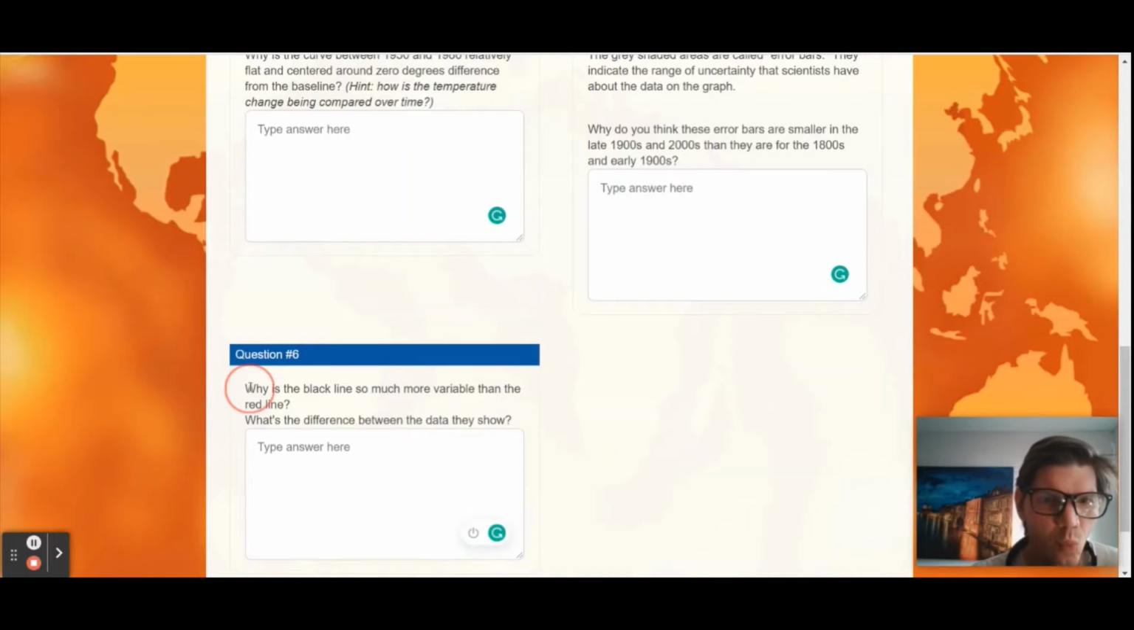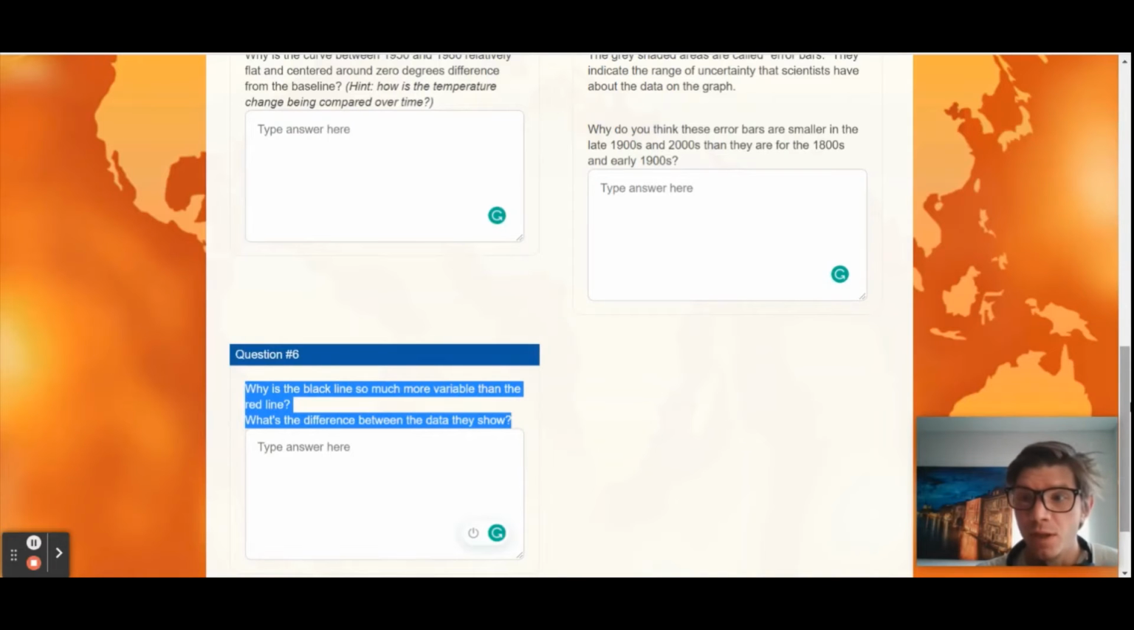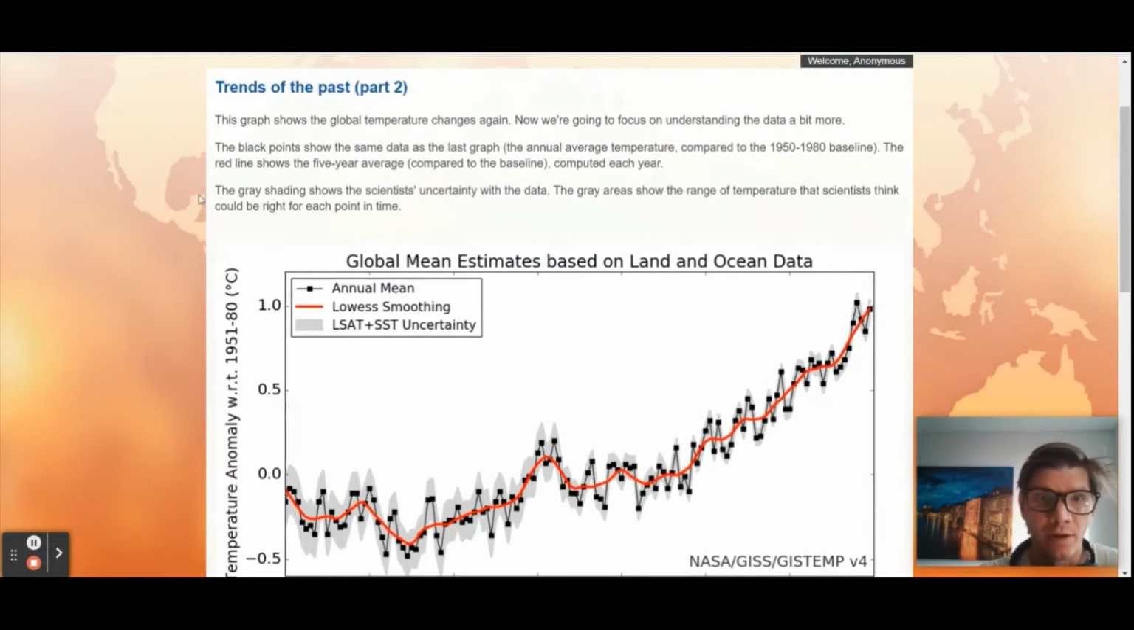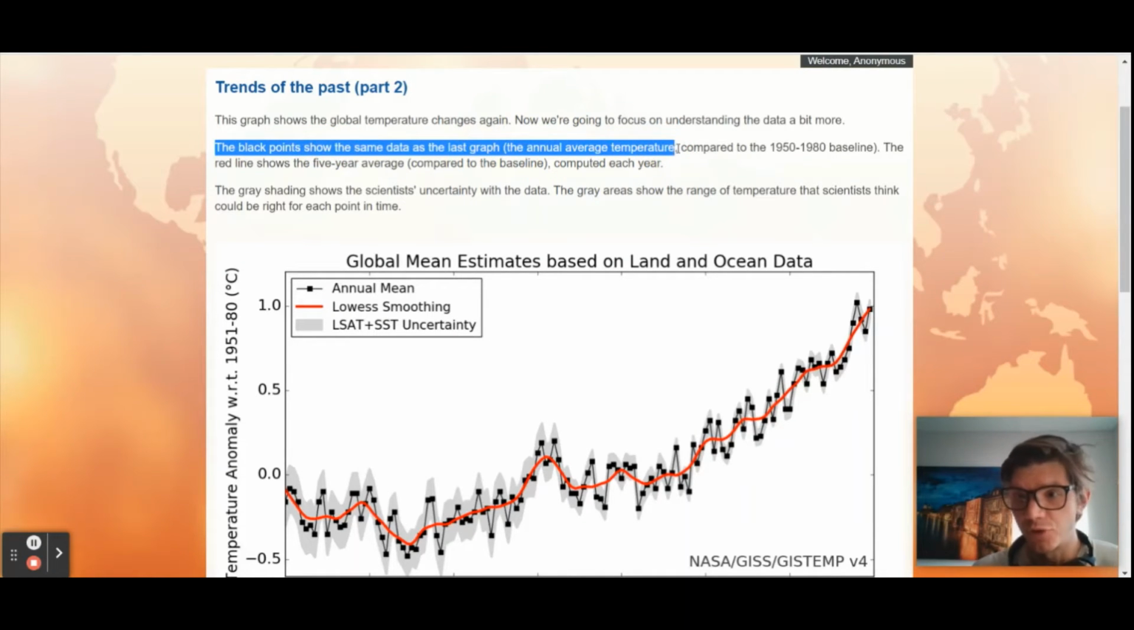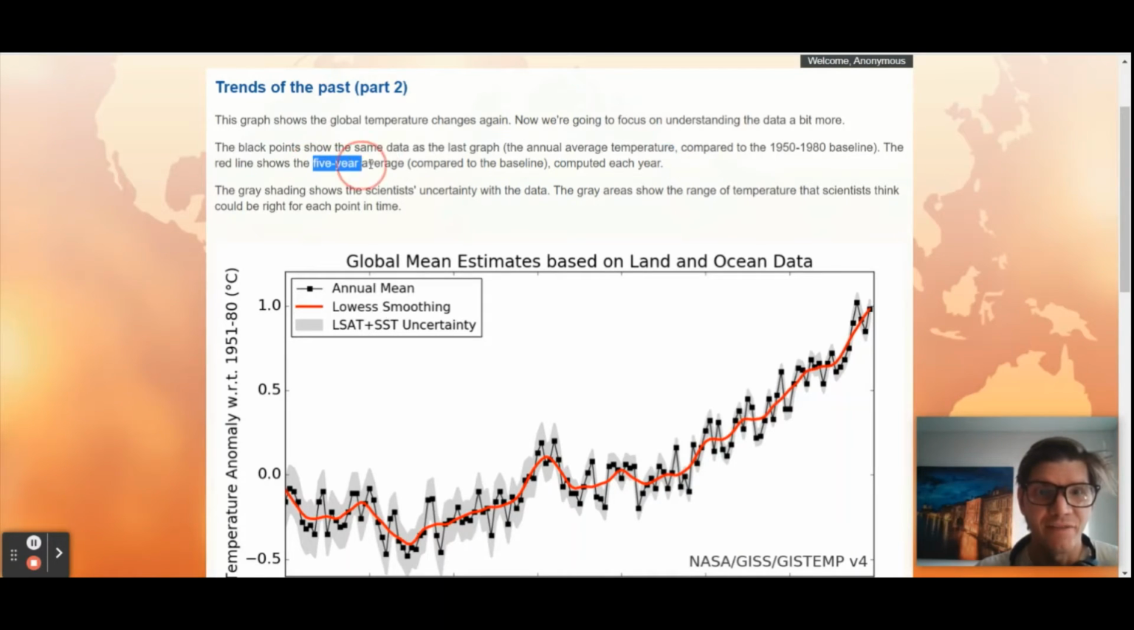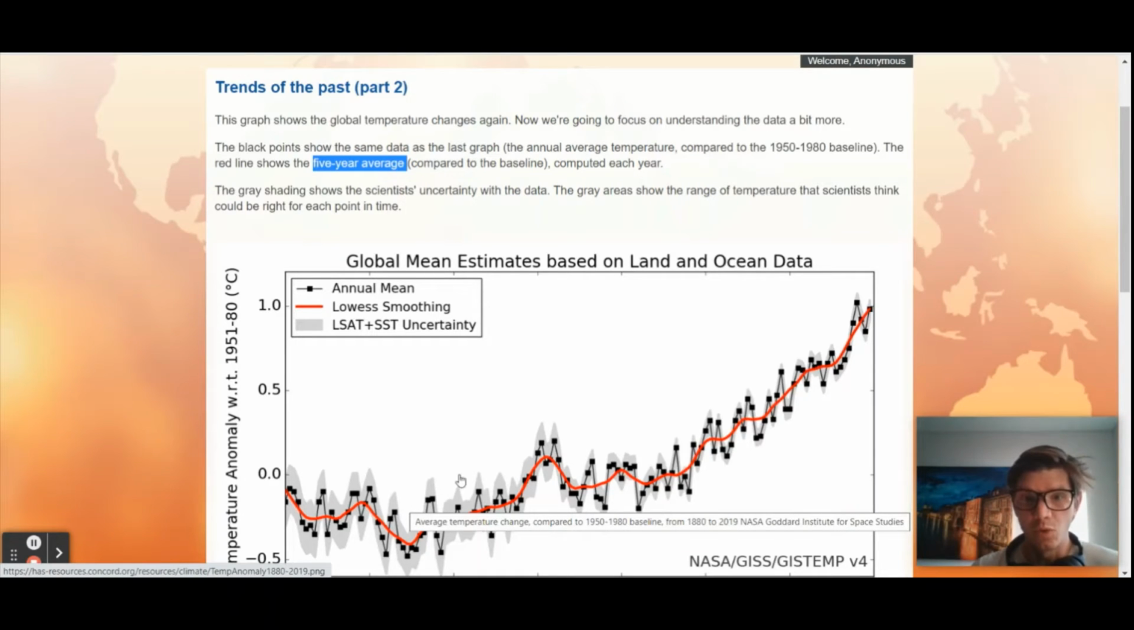Question 6 asks, why is the black line so much more variable than the red line? What's the difference between the data they show? So the answer to that question can be found in our introductory paragraph over here. We see that the black points and the black line connecting them is showing us the average annual temperature, so just the data for those 12 months. The red line is showing us the 5-year average over the course of 5 years. So when we're looking at data over the course of long term, we're going to see it changing much more slowly. If we were to look at temperature data over the course of 1 year, there's a number of different factors that could cause the temperature to change just over that 1 year.